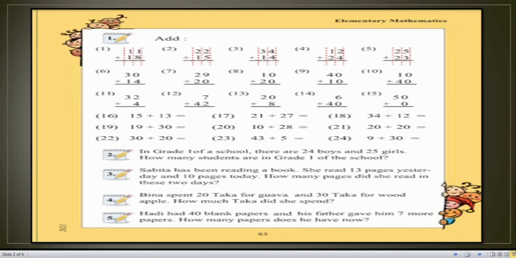But we have finished almost all the questions of question number 1, and now it is time for enjoying with some mathematics. And now we will try to solve some critical questions. Now we will try to solve question number 2, 3, 4 and 5.